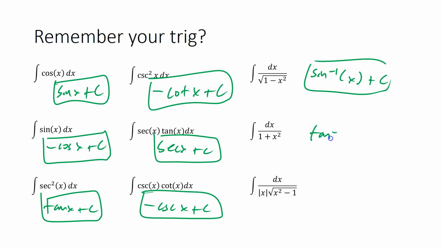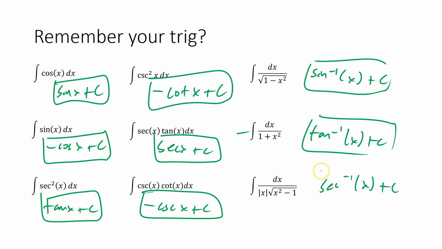This guy is tangent inverse of x plus c. Now notice I don't do the cotangents because if you have a negative here, just pull it out to the front and make the tangent negative. That's how I would do it. You could use cotangent, I suppose, but I would just move the negative out and use tangent. This guy is secant inverse of x plus c. Okay. Good to have those.